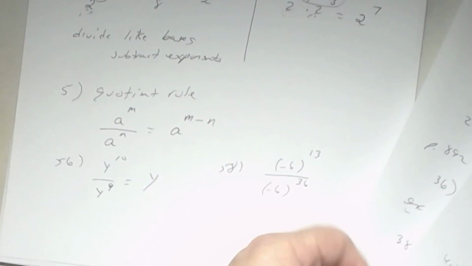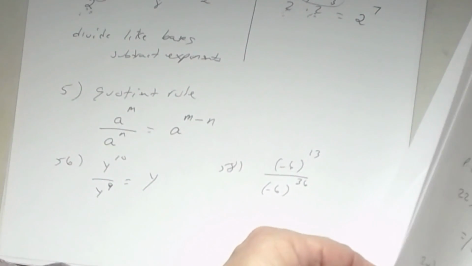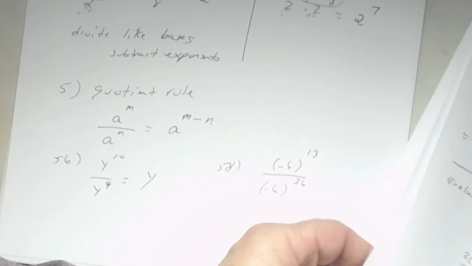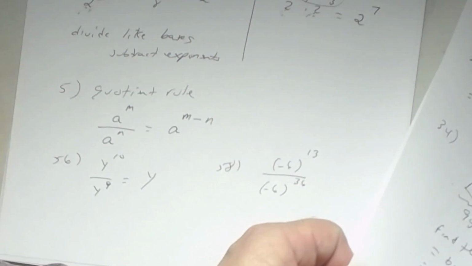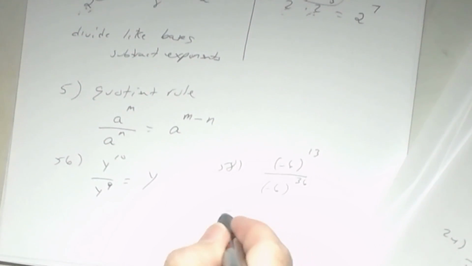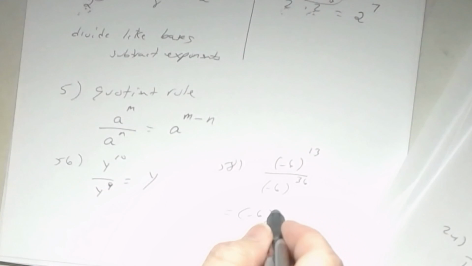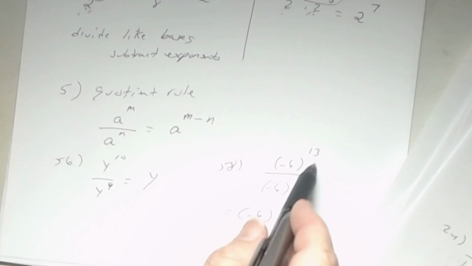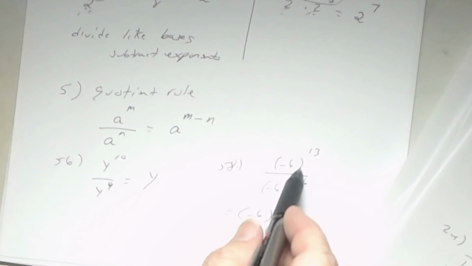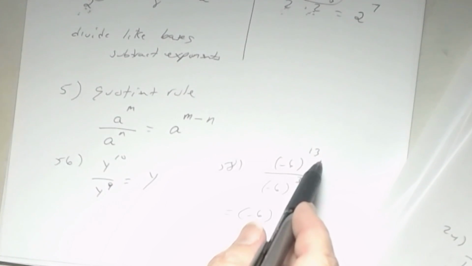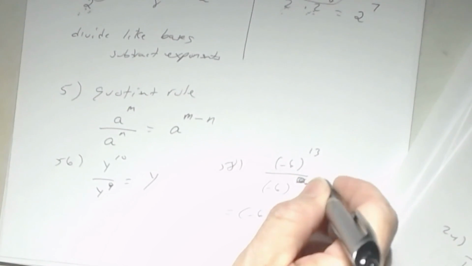All right. So since I'm dividing like bases, what rule am I using? What's that rule called? Quotient rule. And the quotient rule says I do what to those exponents? I subtract them. So you're going to rewrite the base, and what's the base? -6 in parentheses raised to what power? Oh, I'm so sorry. That's not 36. I messed up. That's 11. Sorry.